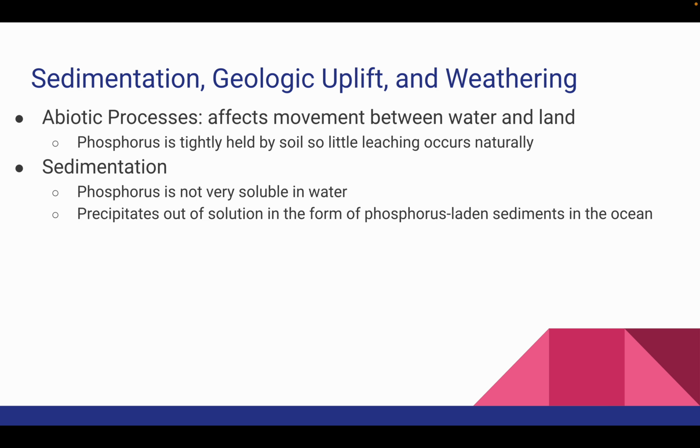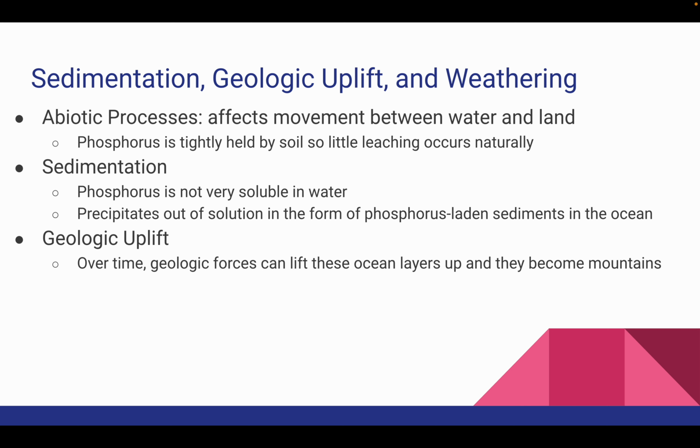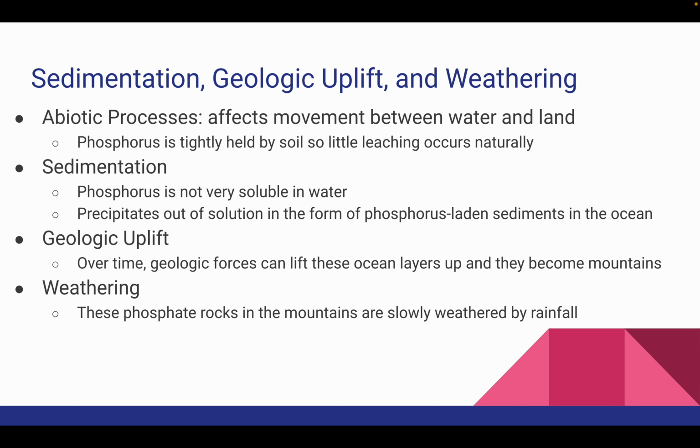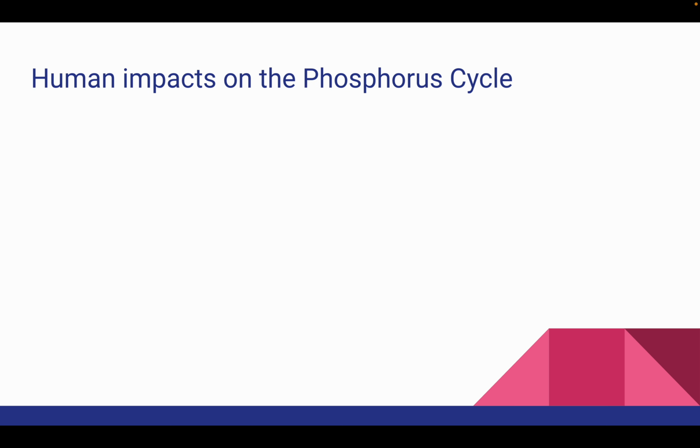And over time, what was once underwater, due to geologic changes such as the moving of the tectonic plates, is going to undergo geologic uplift. This forces what was once at the bottom of the ocean to come up above the water level and eventually can be part of mountains. And what's going to happen is that weathering, meaning rainfall or other weather events such as hurricanes, is going to slowly erode or weather these phosphate rocks in the mountains, which brings the phosphorus to terrestrial as well as aquatic ecosystems.